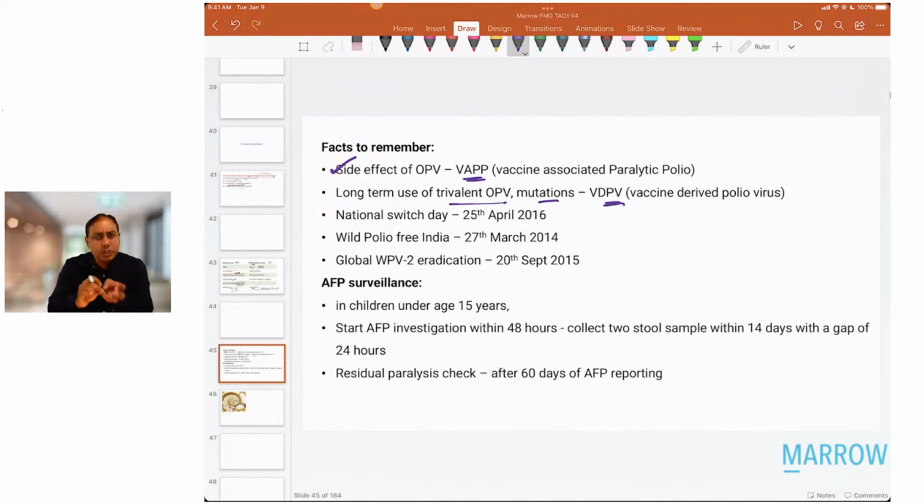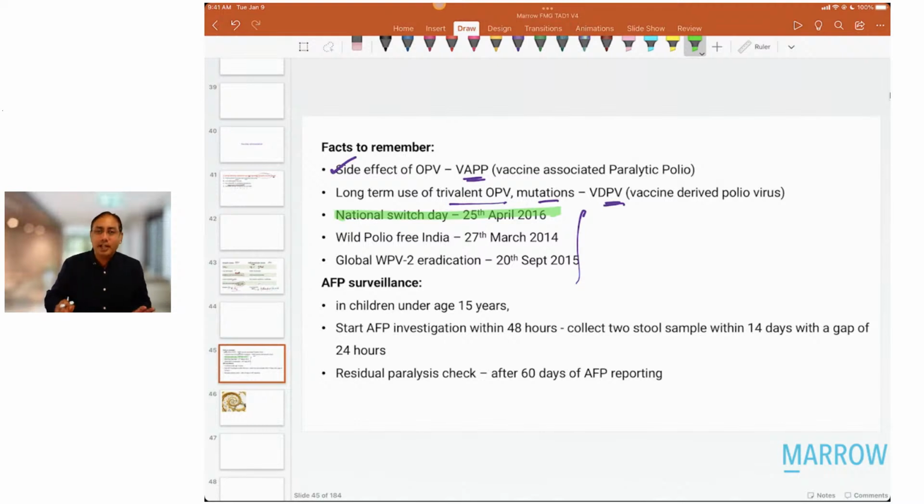When do we have National Switch Day? 25th April 2016. When was India declared free from polio? 27th March 2014. When was the global eradication of the wild polio virus 2 declared? It was declared on 20th of September 2015. ये तीन dates हैं, ये आपको by heart याद होने चाहिए. Very frequently they have already asked you when do we have the National Switch Day.